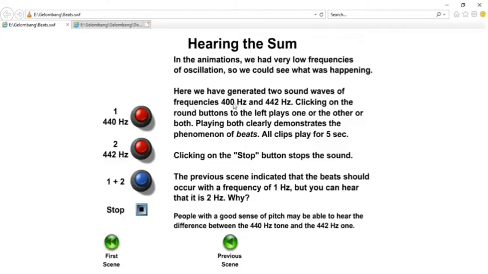Our next discussion will be about beats. Here we have two sound waves, one of frequency 440 Hz and the other one of frequency 442 Hz. This is the 440 Hz and this is the 442 Hz. You may not be able to hear the difference between the 440 Hz tone and the 442 Hz one. But when we play both, we can hear the phenomenon of beats.